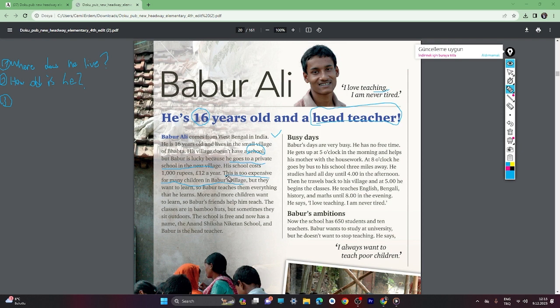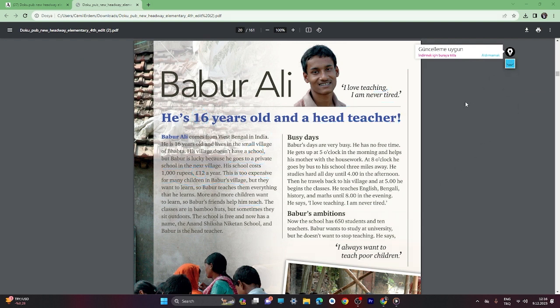Why do we use "too expensive" here? This is expensive, right? But if we write "too expensive," which is very expensive, it means very expensive for the people that live there. So which means in a year they can't even earn 12 euros. Okay, but they want to learn. All the students want to learn. So Babur teaches them everything that he learns. More and more children want to learn, so Babur's friends help him teach.